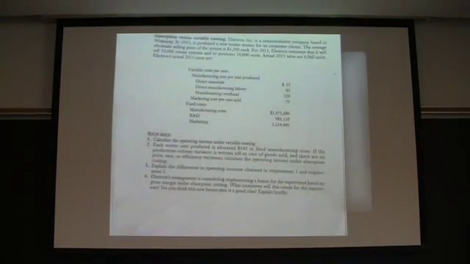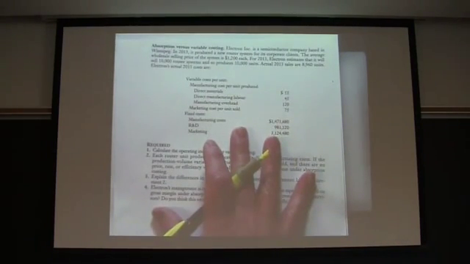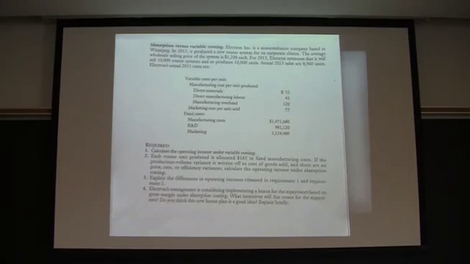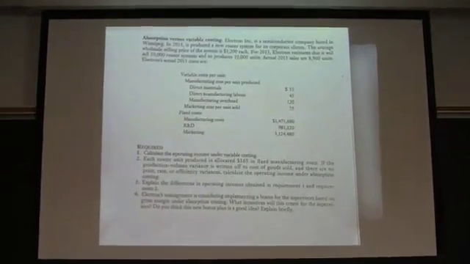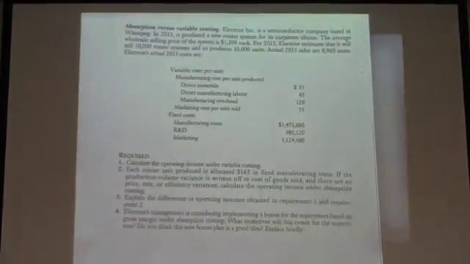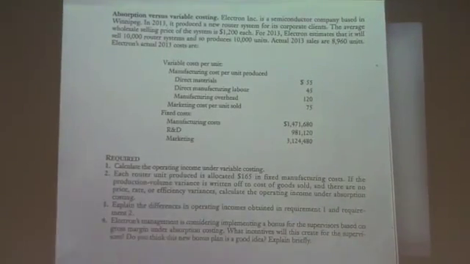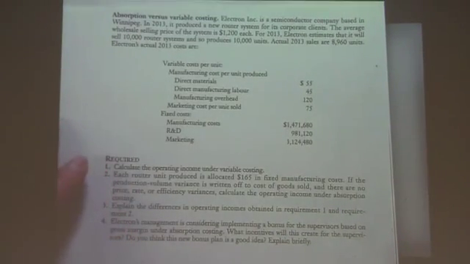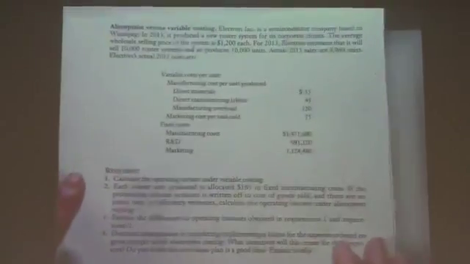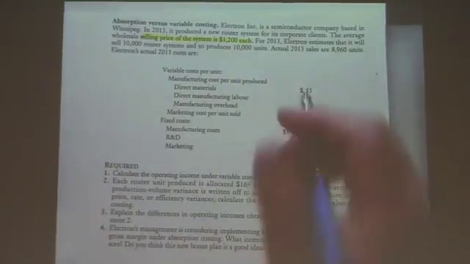So this question starts with a company called Electronics. Electron Inc. is a semiconductor company, and it's based in Winnipeg. In 2013, it produced a new router system for its corporate clients. The average wholesale selling price is $1,200 each. So that's the sales price. So let me write that down.